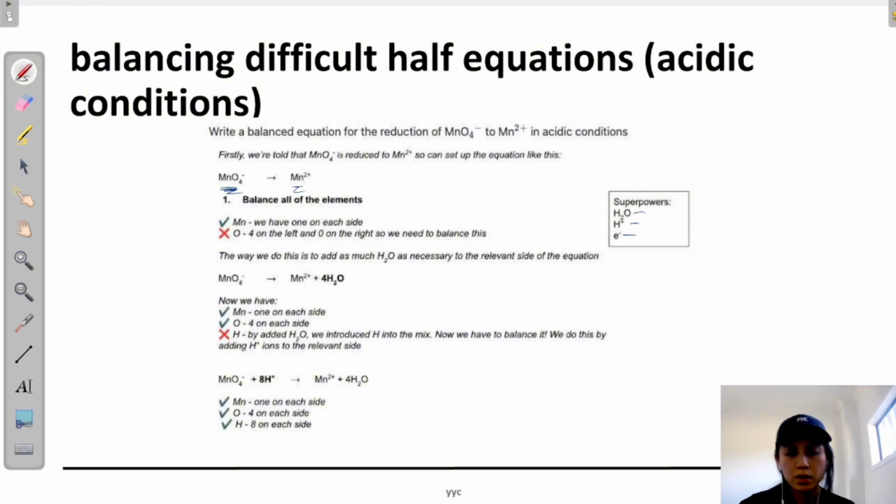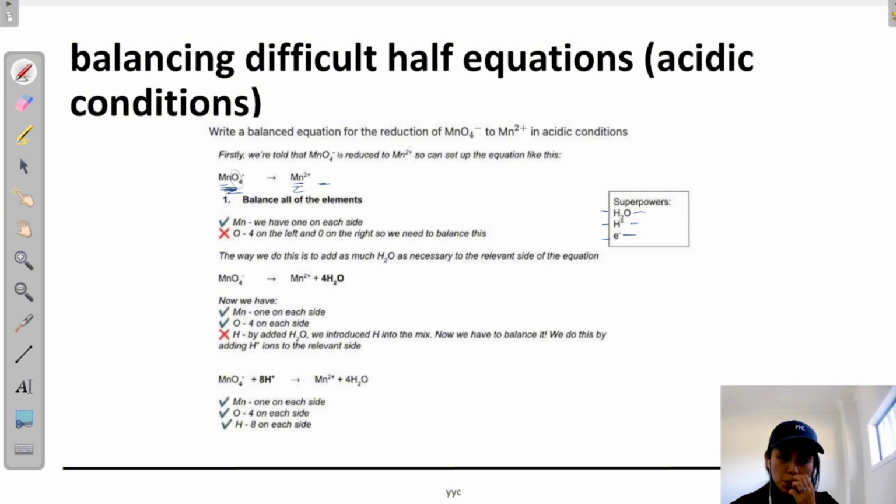So let's think about, as with all balancing of equations, we're just going to look at the elements. So I've got Mn, great, but I've got 4 oxygens here and I've got no oxygens whatsoever in the product side. So I think to myself, I've got an imbalance of oxygens. Then I go, okay, how do I balance oxygens? If I look at the superpowers that I have, I've got water, hydrogen ions, electrons.